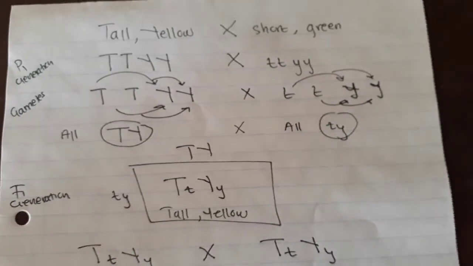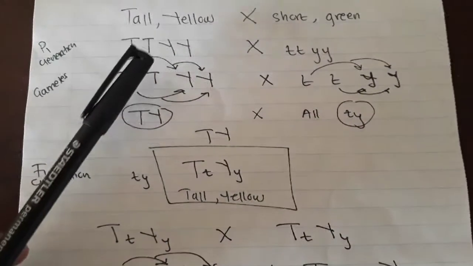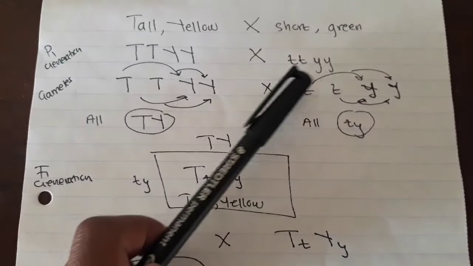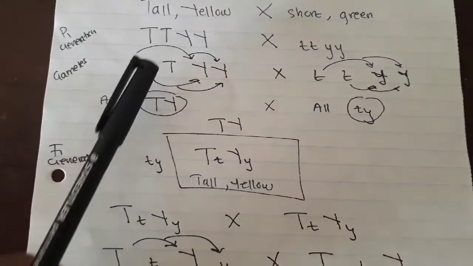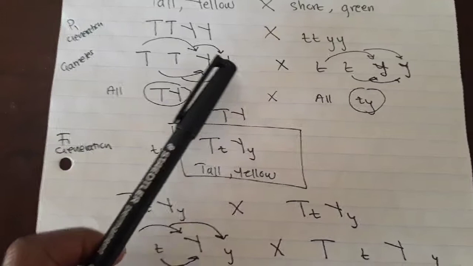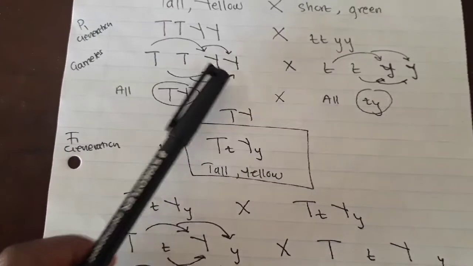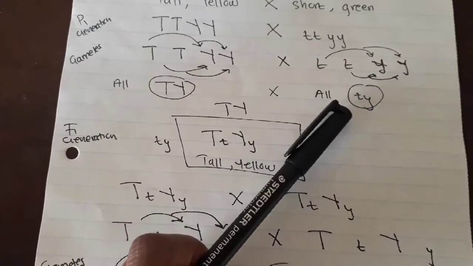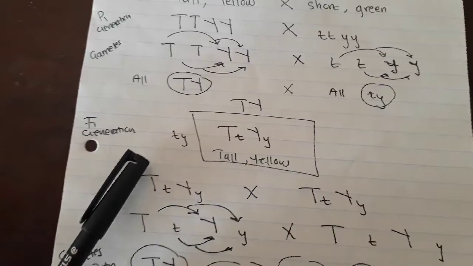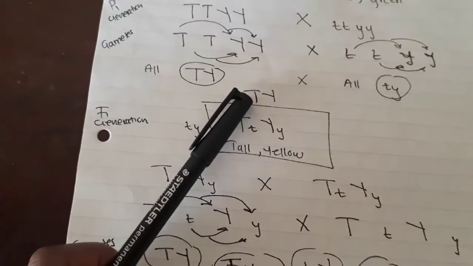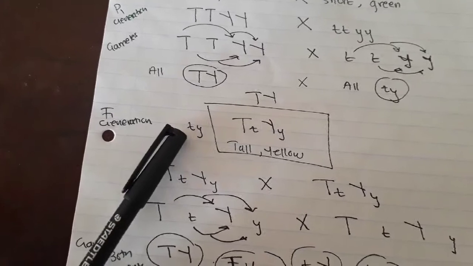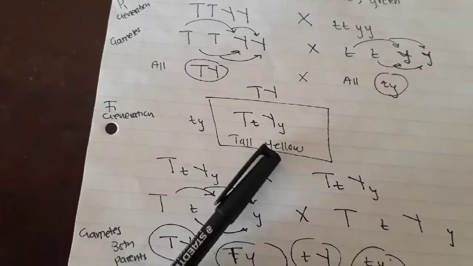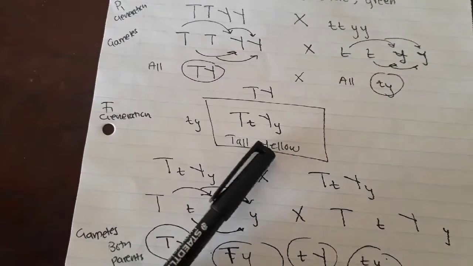Hi guys, welcome back. For this example, we cross a tall and yellow homozygous parent with a homozygous short and green parent. So for the gametes, one allele associates with one allele of the other trait to form the gametes. Then when we cross the gametes of the parents, this is the genotype that we get for the F1 generation, and the phenotype is tall and yellow offspring.